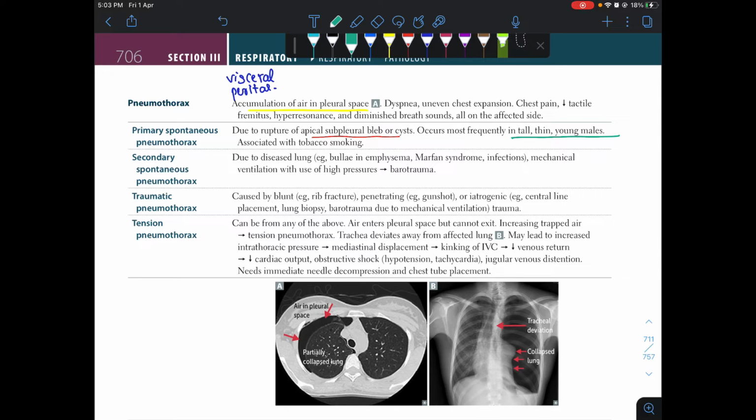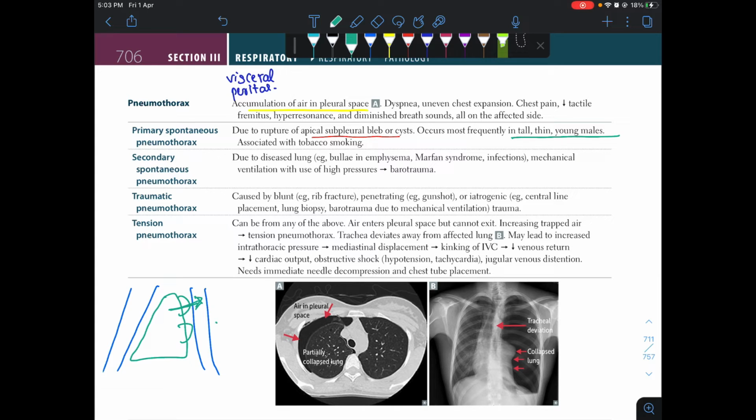In secondary spontaneous pneumothorax, there will be bullae that rupture. If we consider this as the lung, these are the pleural layers, and the bullae will be larger than the blebs, and there will be rupture of this bullae and air entering from the lungs into the pleural cavity.